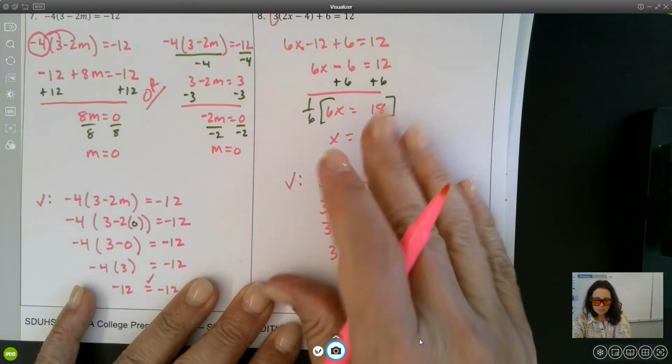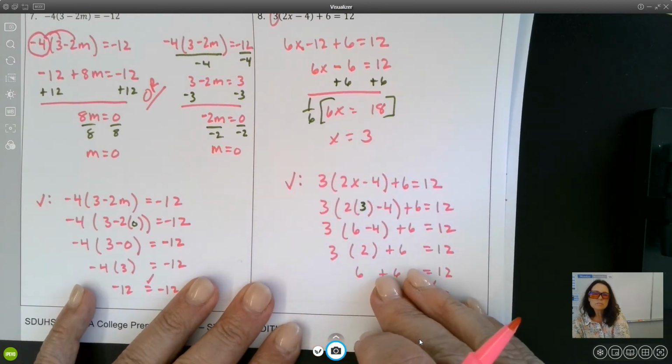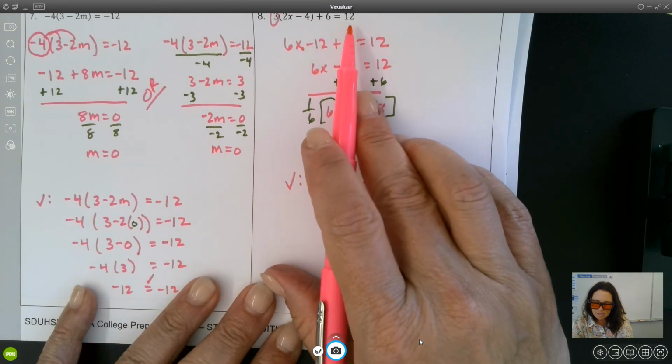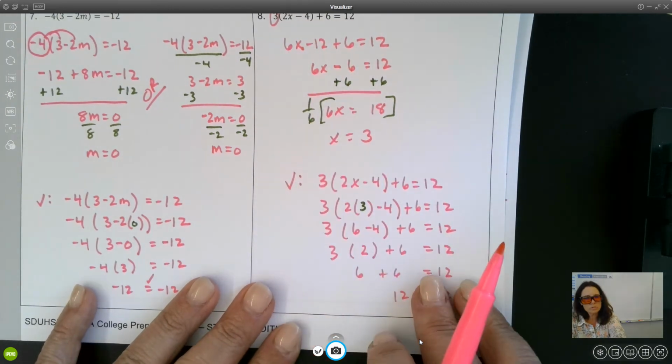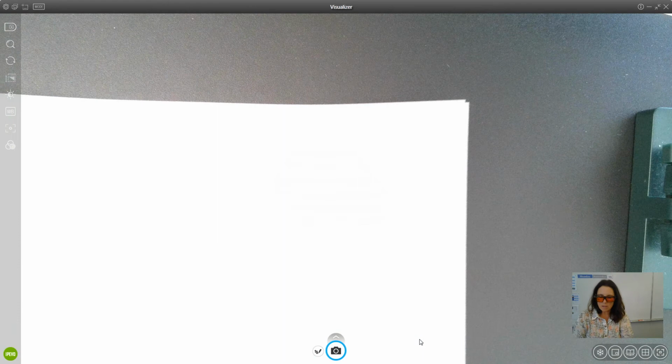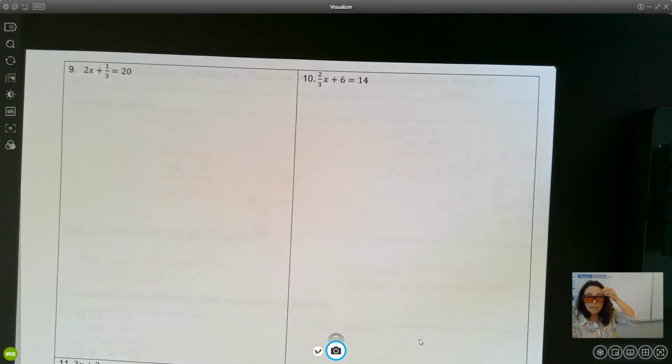All right, this one could be done a different way too, like I've described here. You would have needed to subtract 6 first, and then you could divide both sides by the 3. I will never make you do it one way or the other on that type, okay?